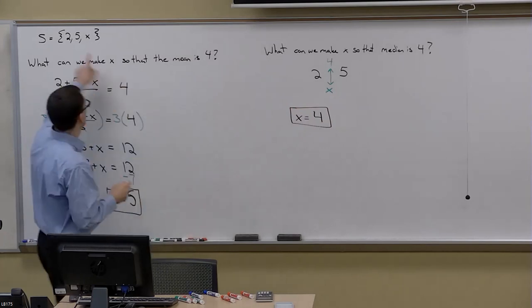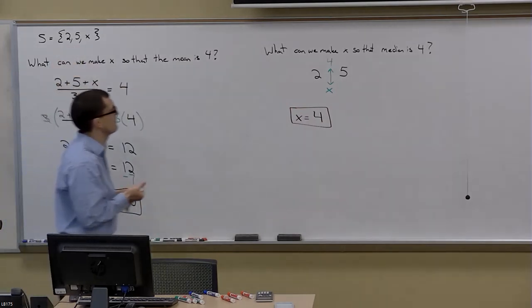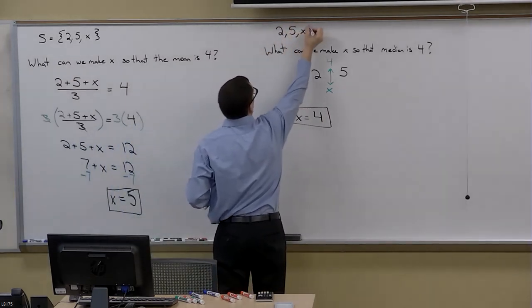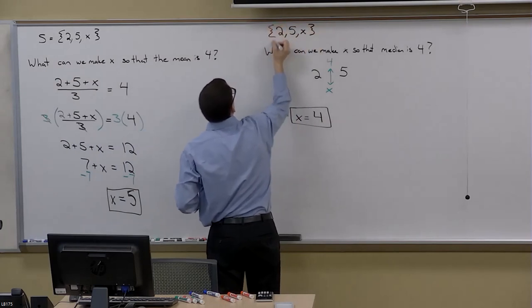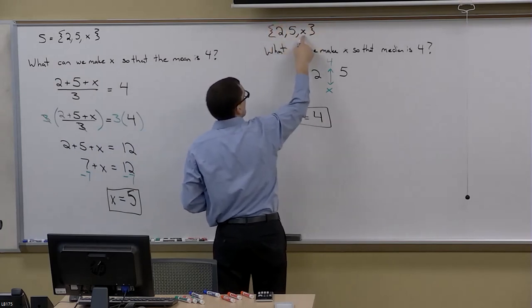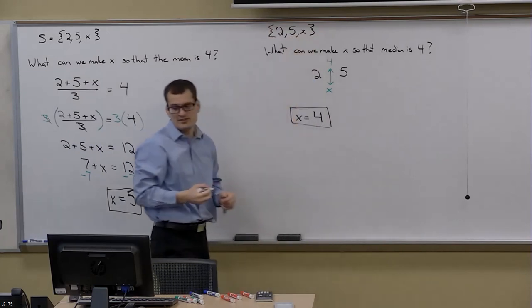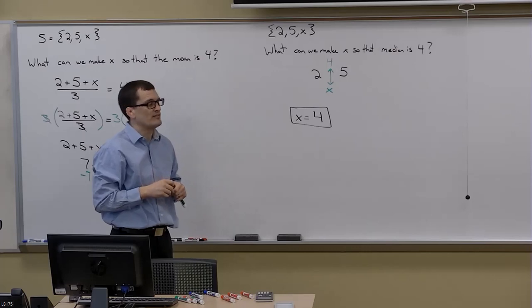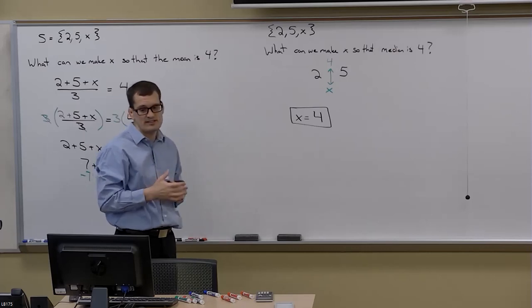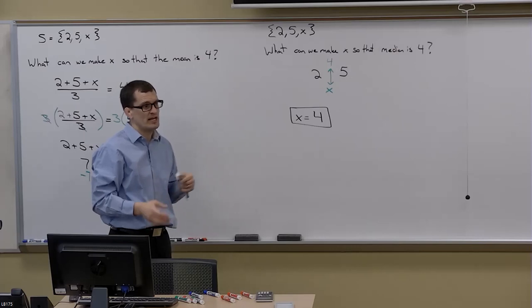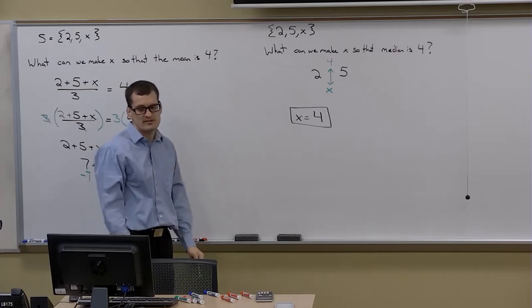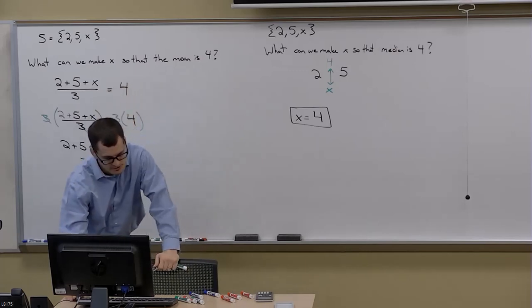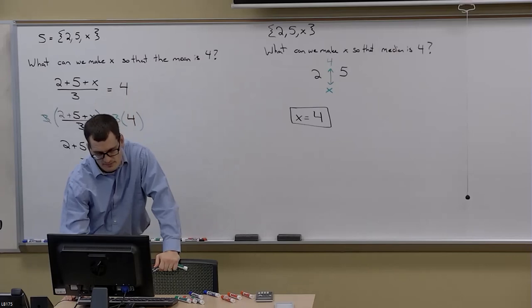Again, the same data set, 2, 5, x. Notice again, just because x is written as the third number in our set doesn't mean x is bigger than 5. And if x wasn't written in the middle of the set, it doesn't mean x is between 2 and 5. And if x is at the beginning of the set, it doesn't mean it's below 2. All right. x could be any number that we wanted.